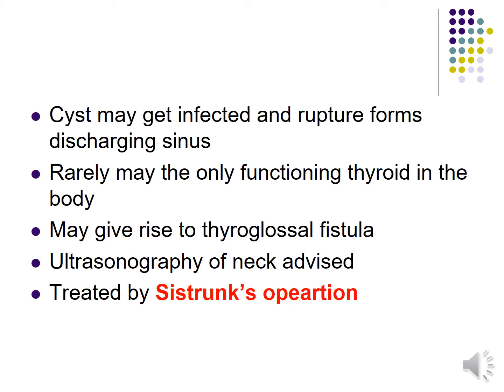Then how is it diagnosed? It is diagnosed clinically with the fluctuation at the site. It is diagnosed on ultrasonography of the neck. What is the treatment? Treatment is the Sistrunk operation, removal of the thyroglossal cyst, or if it is passing to the hyoid bone, the hyoid bone may have to be cut. That is the Sistrunk operation.